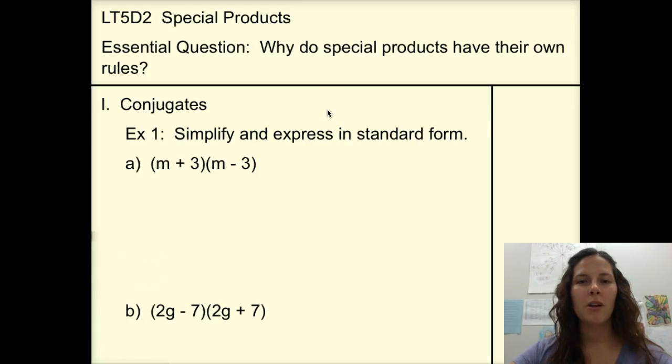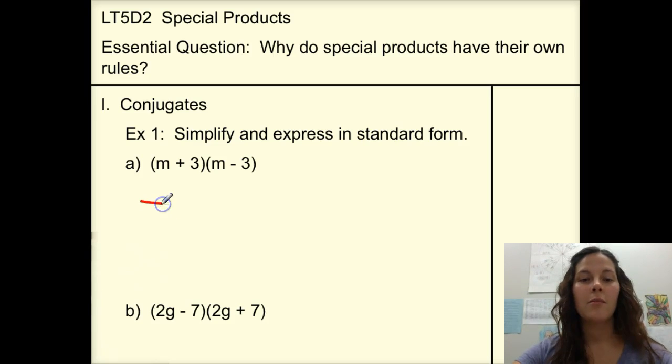Today we're learning about special products, and our essential question that we're going to think about as we're learning these is, why do special products have their own rules? So the first special product is what are called conjugates, and if you take a look at what we have set up here, you'll notice they both have an M and a 3, but in one of them the 3 is opposite. So this is what conjugates are.